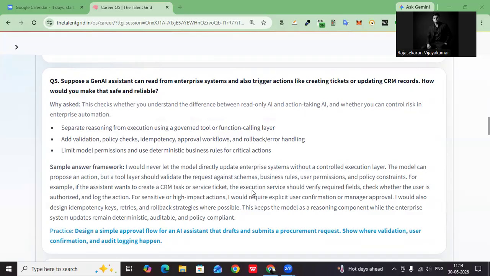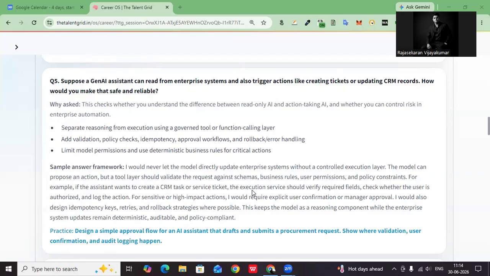Okay. So, in a GenAI system, if it involves read and update, or let's say triggers like creating a ticket, I will be designing the system in such a way that I separate the design for a read-only process from creating tickets or updating any of the enterprise systems.